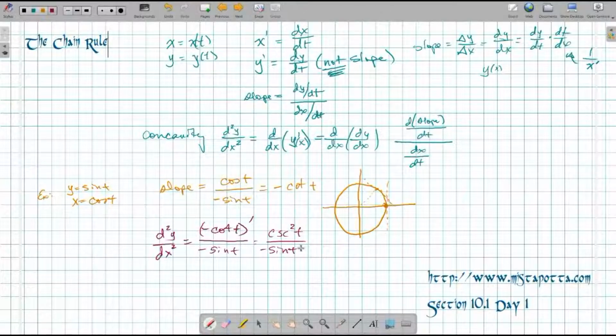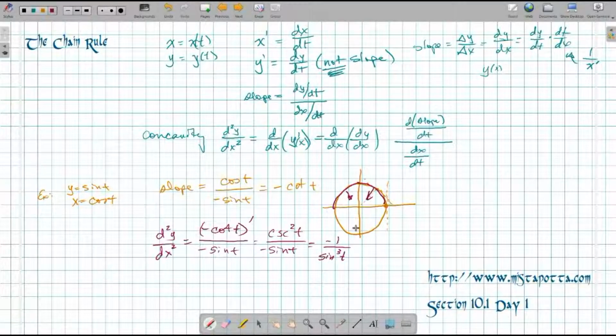And when I look at this, this is really 1 over sine squared, and I've got another 1 over sine, so this is really negative 1 over sine cubed t. And if I notice for this quadrant here, I am concave down. For this quadrant here, I am concave down. So I do see that confirmation for what I'm dealing with.